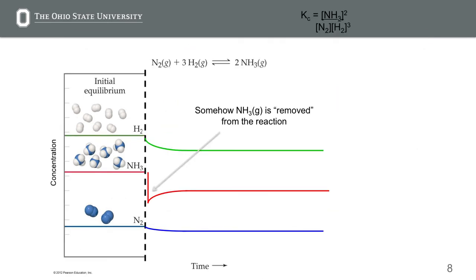So again, we can do the thing where we affect the concentrations. We remove some of the ammonia, and we see a sharp decrease in the ammonia concentration, but then it increases somewhat. And the N2 concentration decreases, the H2 concentration decreases. So we've effectively made another way to form more ammonia.